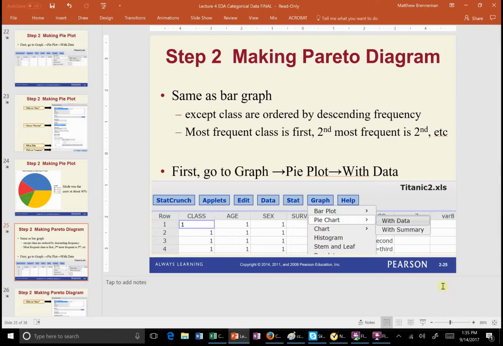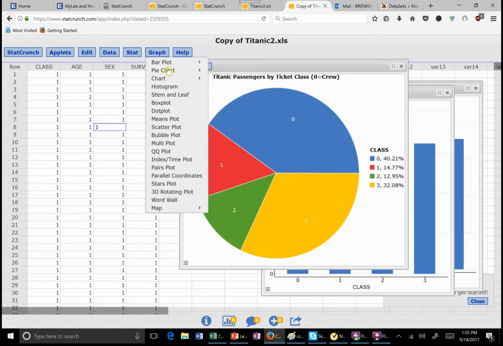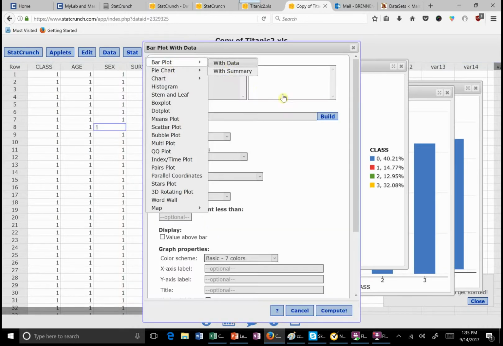Okay, Pareto diagram. It's almost the same. Actually, not pie plot, bar plot. Can you change that, please? Go to graph and then bar plot with data, not pie. So the last one I'm going to make is the Pareto. So you go to the bar plot with data, just like before. Everything is the same.